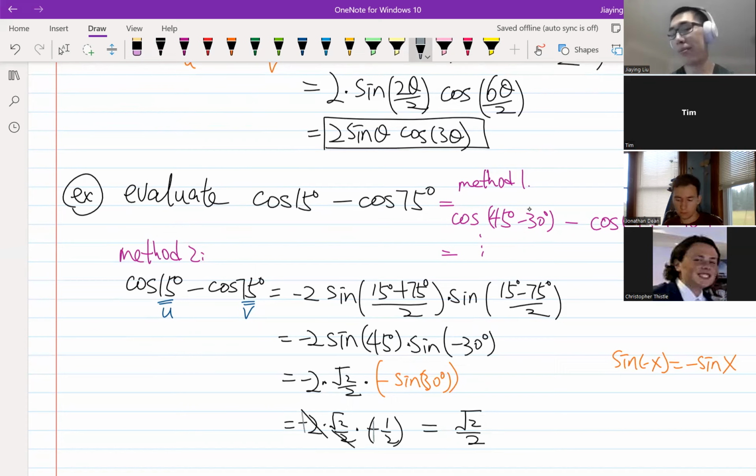Some people think this is a lot faster to solve. But again, if you want to apply it quickly and efficiently, you do have to memorize the formulas. But suppose you don't, you can always look it up on the internet. I just want to use this example to show you that this formula could make things slightly easier. Any questions?